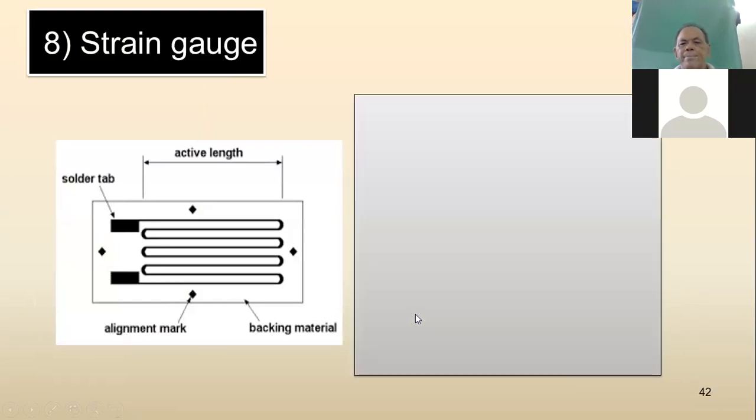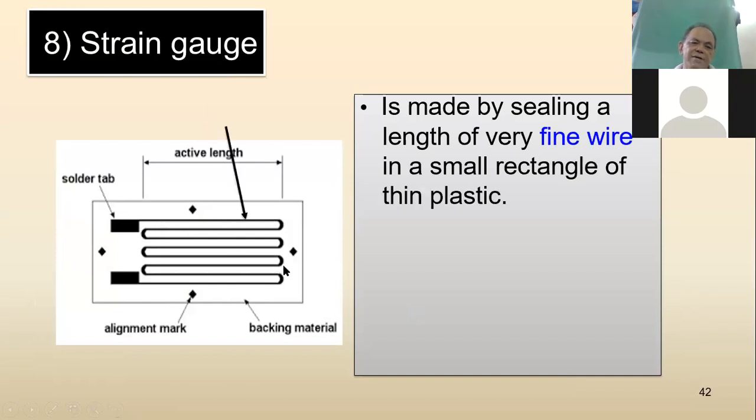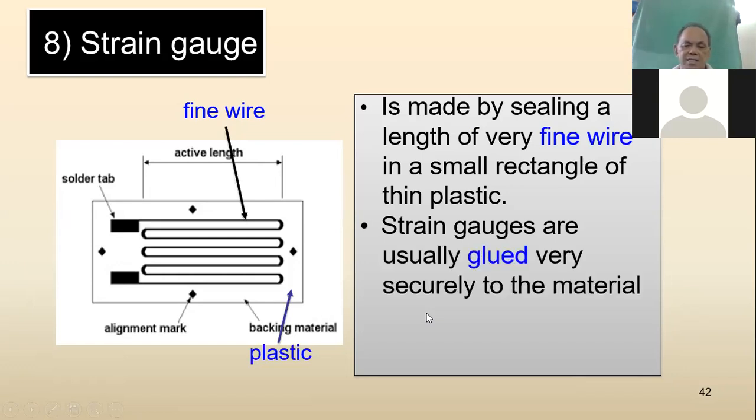And it's made by sealing a length of fine wire. There's your length of fine wire, and your backing material, which is a thin plastic. Strain gauges are usually glued very securely, you don't want it to move, to the material that's under test. You want to study the material under stress? Just put a strain gauge on it.